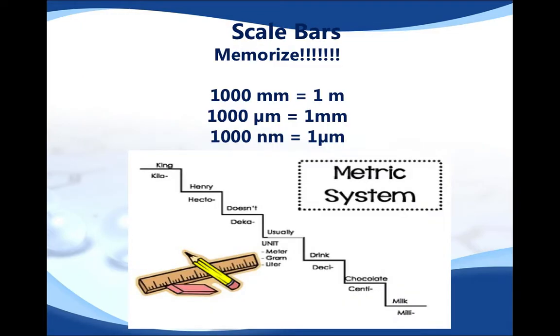So really important thing to remember is the change or converting of units. So 1000 millimeters is 1 meter. If you had 1 millimeter, that is the equivalent of 1000 micrometers. And 1 micrometer is the equivalent of 1000 nanometers.